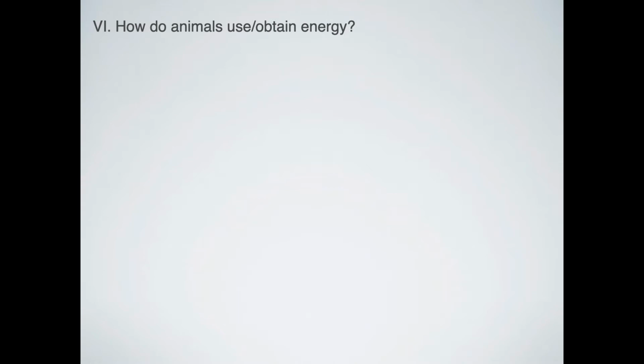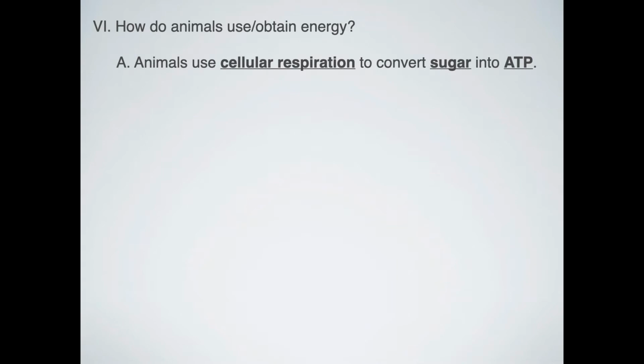Today we're going to be talking about animals and how animals use and obtain energy. So we already talked about photosynthesis and how plants do this. Photosynthesis is kind of complementary though to the animal version, which is cellular respiration. In cellular respiration, animals are converting sugar into ATP. And remember, ATP is that standardized energy carrying molecule that all cells on Earth use.